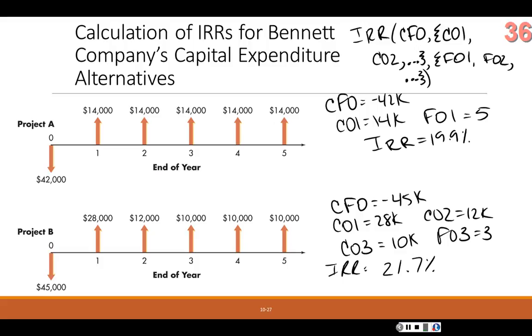So remember the rule. If the internal rate of return is greater than the cost of capital, here our cost of capital has been 10%, then you accept the project. Both of these projects have internal rates of return greater than 10%, so if the projects are independent, you would accept both. If the projects are mutually exclusive, meaning you can only pick one of the two, then you would pick Project B over Project A because it has a higher internal rate of return.